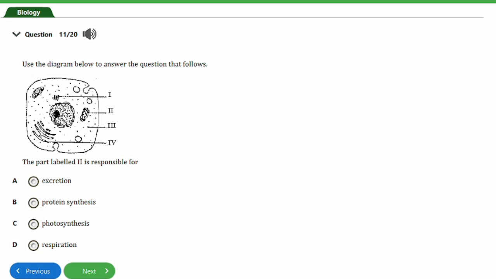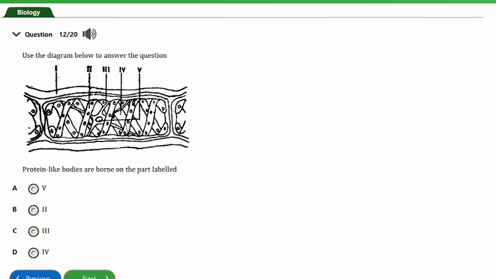So guys, the part labeled II is mitochondria, and it has a function in respiration. So the answer to this question is option D, and that's respiration. So guys, let's consider the next question here, and that's question number 12. The question says, protein-like bodies are born on the parts labeled A, I, B, II, C, III, D, IV. So guys, the answer to this question is option B, and that's II.